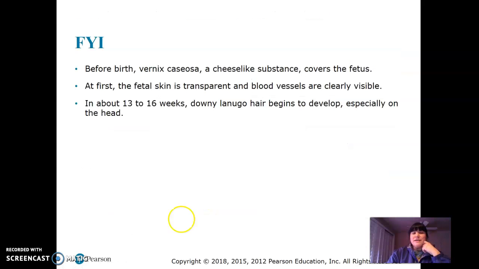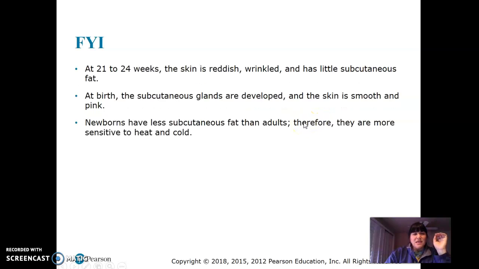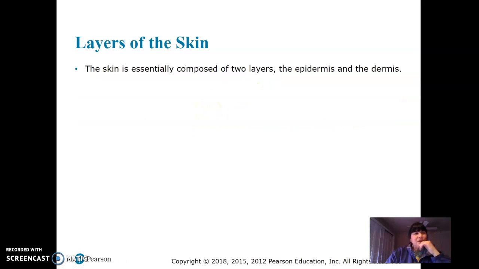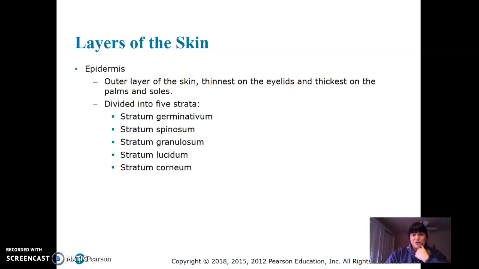Just some FYIs, kind of really neat about babies, but even before babies, right? So what is their skin like? So if you're talking about fetal development, here it says it has downy lanugo, hair begins to develop. And then here the skin's reddish, wrinkled. And then they talk about newborns. Layers of the skin, right? The epidermis and the dermis. So that's what we talked about.